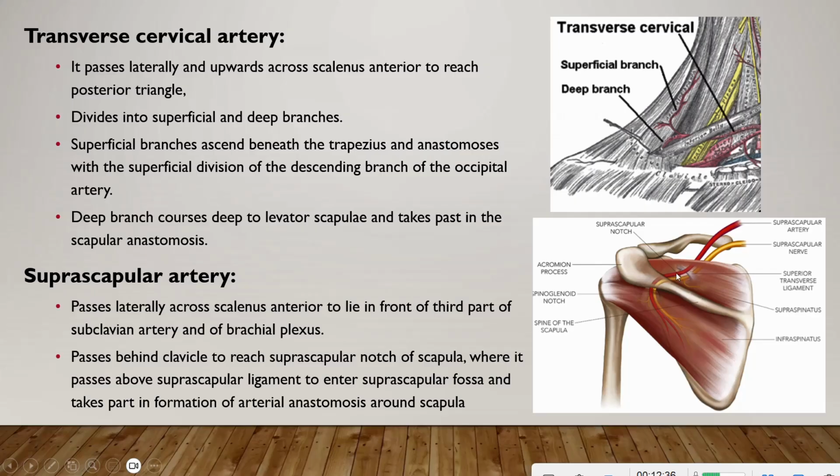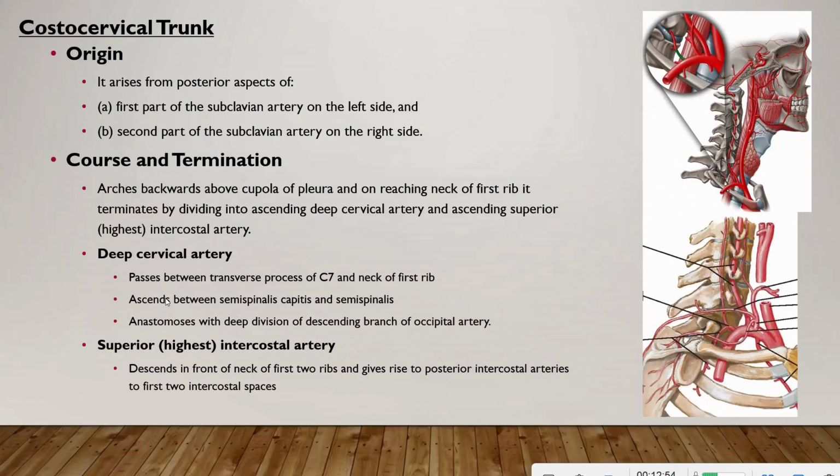Can you see here the suprascapular artery? You can see here the superior transverse ligament. The artery passes above the ligament and the nerve passes beneath the ligament. Okay, so suprascapular artery is there. That is also a branch of thyrocervical trunk.